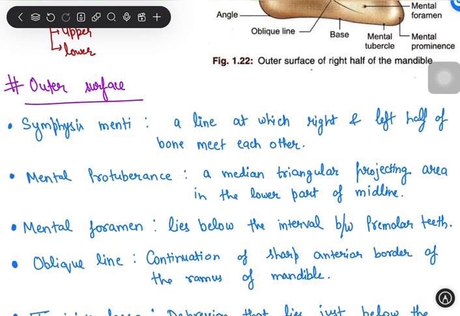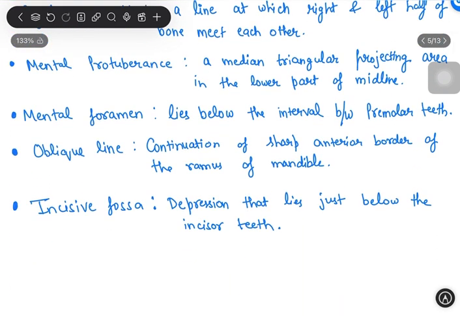It is symphysis menti, a line at which the right and left halves of the bone meet each other, and the second is the mental protuberance. It is a median triangular projecting area in the lower part of the midline, and the third is the mental foramen, which lies below the interval between the premolar teeth, and the fourth one is the oblique line, which is a continuation of the sharp anterior border of the ramus of the mandible. And the last, fifth, is the incisive fossa, which is a depression that lies just below the incisor teeth.